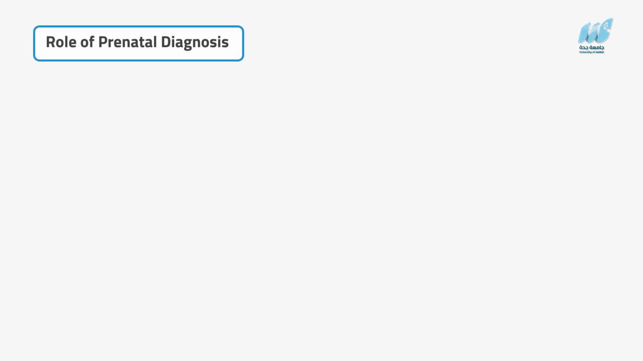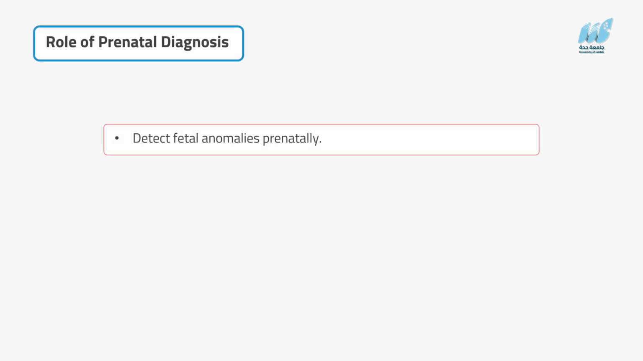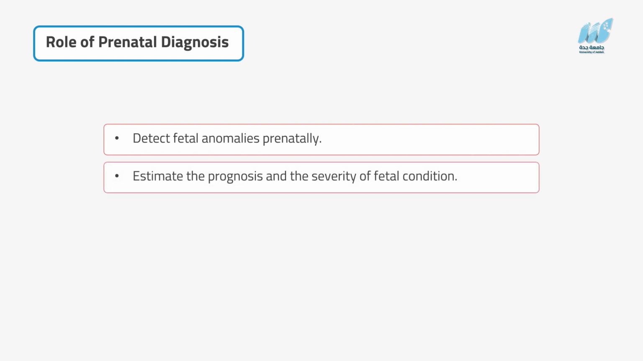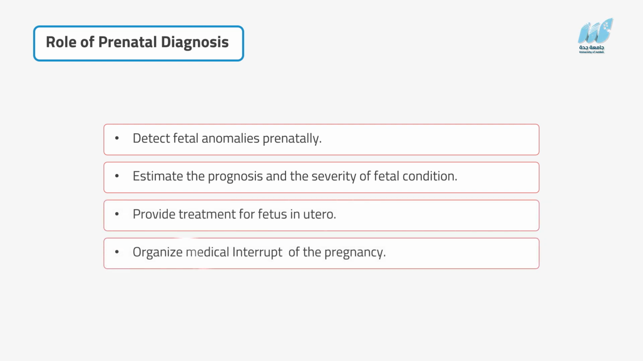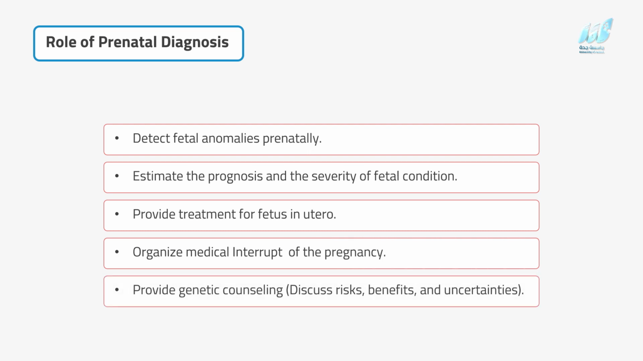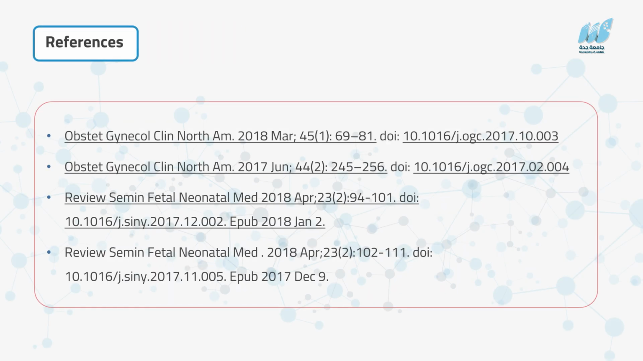Our role in prenatal diagnosis is to detect fetal anomalies prenatally, to estimate the prognosis and the severity of the fetal condition, to provide treatment for the fetus in utero, and to organize medical interruption of pregnancy if needed. Also, we provide genetic counseling to families, discussing the risks, benefits, and uncertainty of genetic diseases. Geneticists provide genetic counseling to explore family concerns, provide risk assessment for family members, and provide psychological support and follow-up. Here are some references for those who are interested to read more.